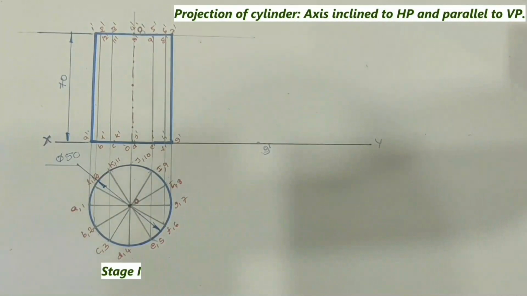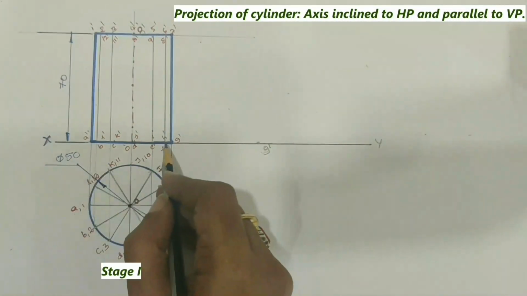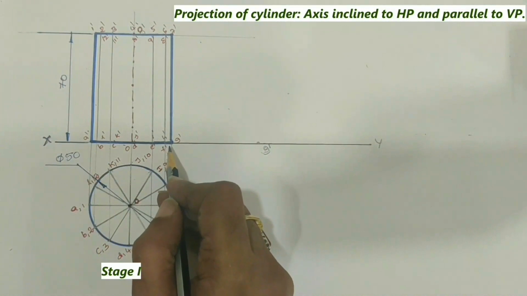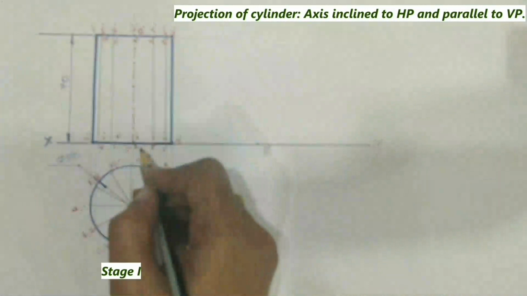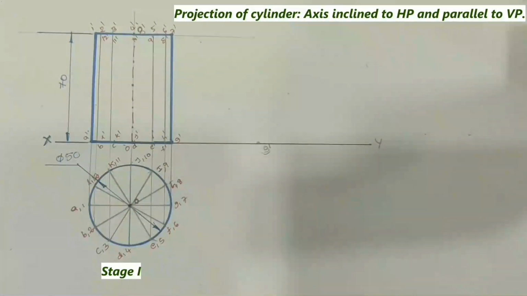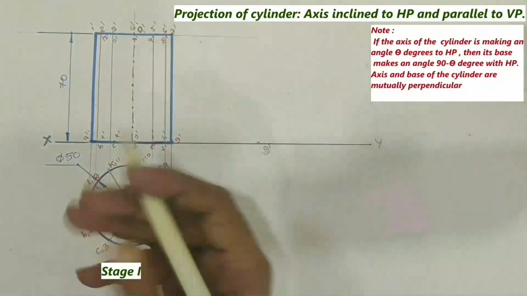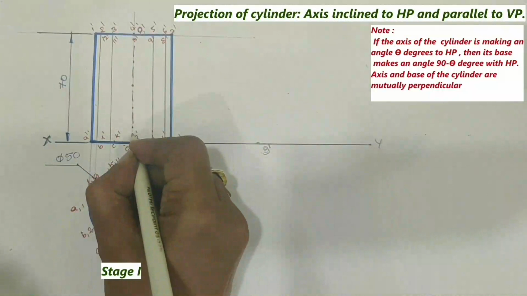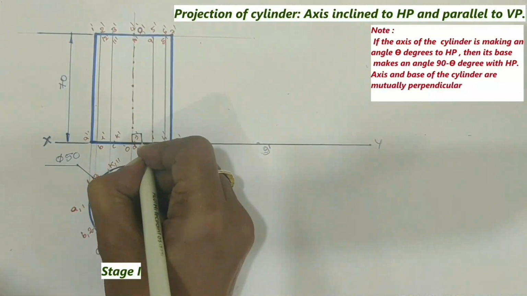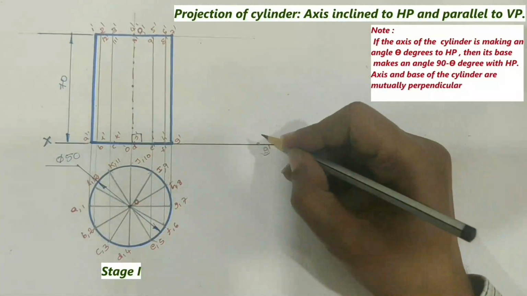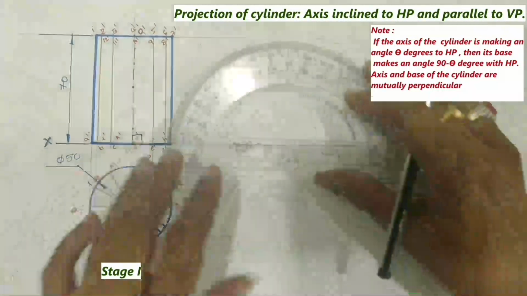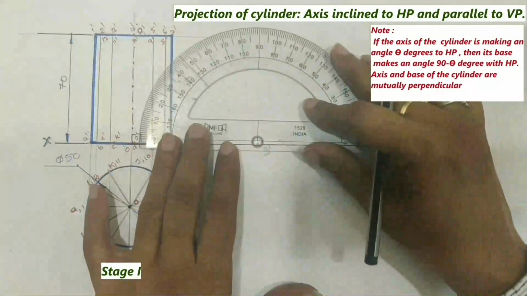Because the axis is making an angle 30 degrees to the HP, then base is going to make an angle 60 degrees to the HP, because base and axis are mutually perpendicular. So at G dash, with an angle of 60 degrees, draw inclined line.